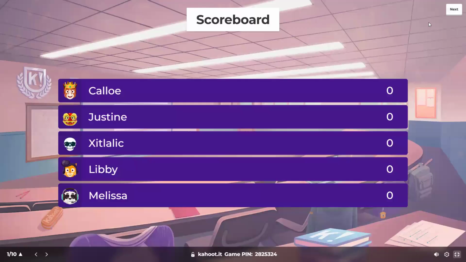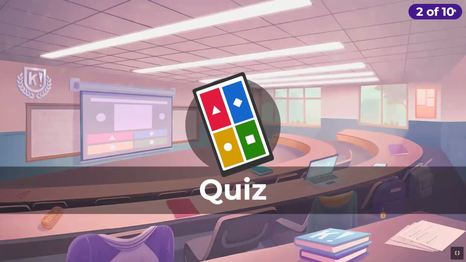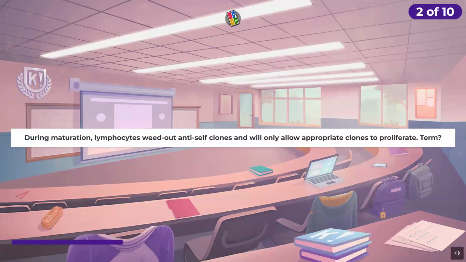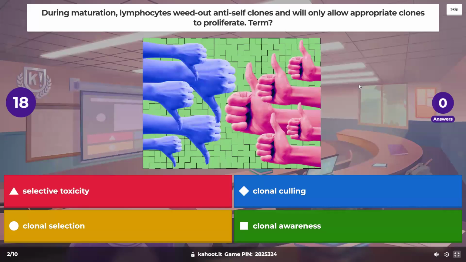All right, next question. During maturation, lymphocytes weed out anti-self clones and will only allow appropriate clones to proliferate. There's a term for this. We haven't gotten to it yet in the lecture. Of course, this would be the second question. So again, make guesses, base it off of the notes. We will talk about it today in lecture.